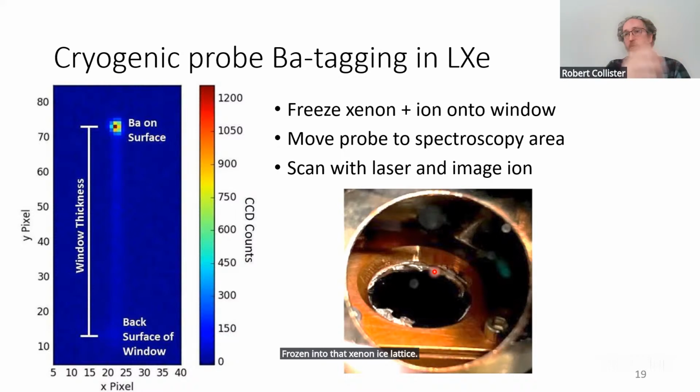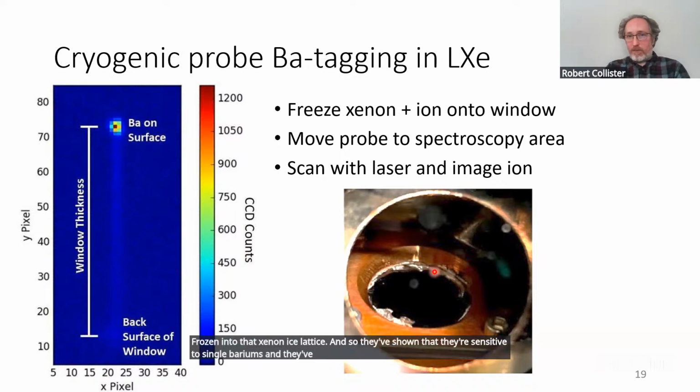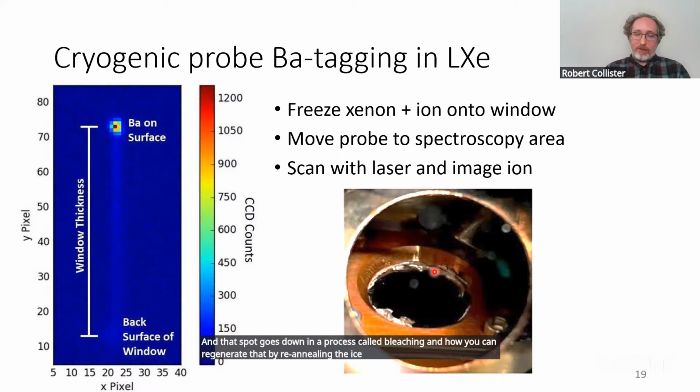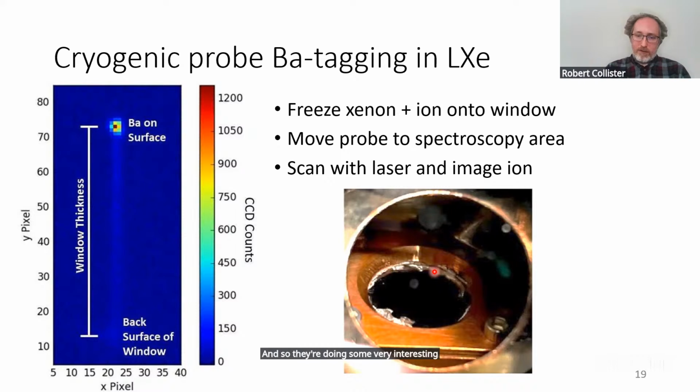And so they've shown that they're sensitive to single bariums, and they're learning all kinds of interesting wrinkles in this type of technique, where they see that over time the fluorescence of that barium in that spot goes down in a process called bleaching, and how you can regenerate that by reannealing the ice, and then the fluorescence comes back. And so they're doing some very interesting things there, and there's a lot of potential there for techniques that could pay off in the near future.